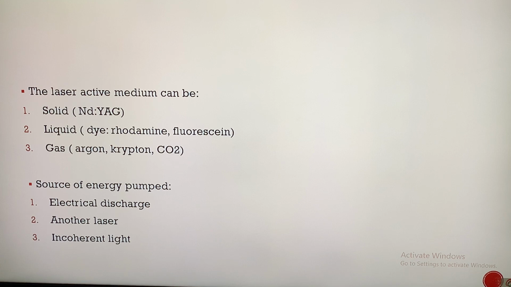carbon dioxide laser. Source of energy pump can be electrical discharge, another laser which may stimulate the laser that is being used, or incoherent light which converts the laser into coherent light.